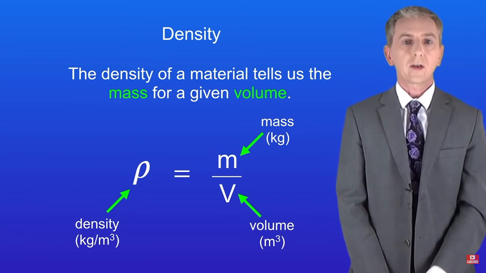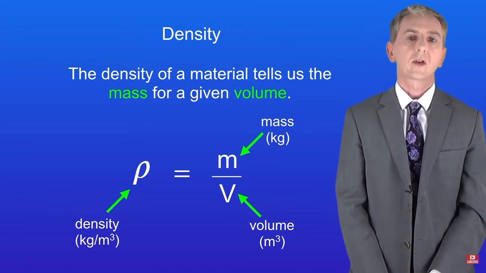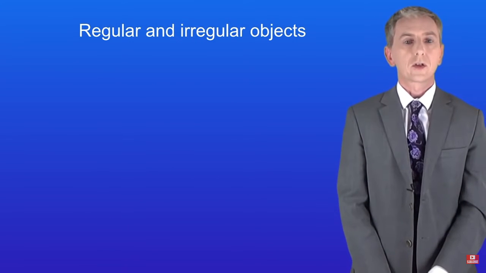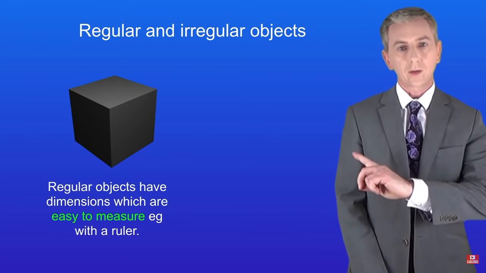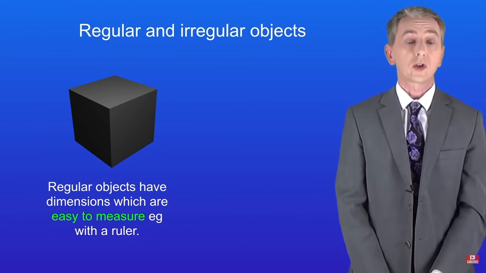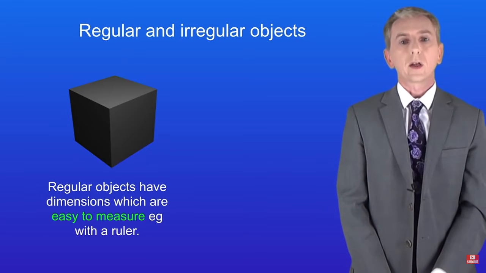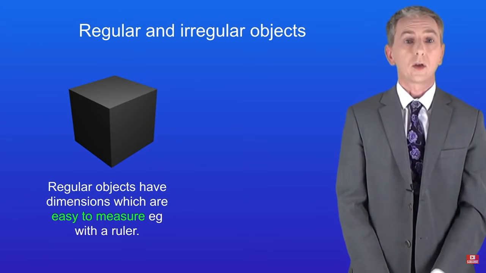So in this video, we're looking at how we can determine the density of objects. Now, objects can be divided into two broad categories. Regular objects, such as this cube, have dimensions which are easy to measure. So we could easily measure the length of each side using a ruler.